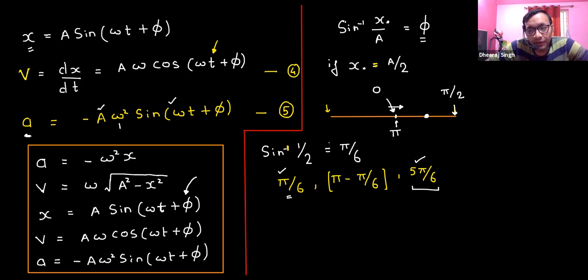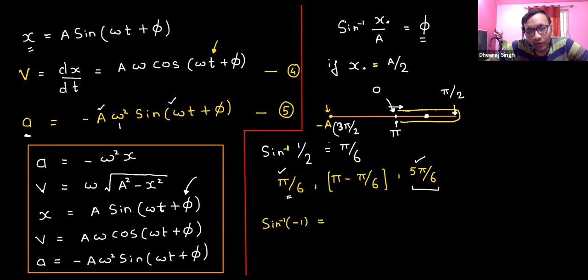So basically, you need to think like this: as I go in this direction, the angle should be between 0 and pi by 2. When I come back, the angle starts increasing to pi. And then when I reach here, x equal to minus a, sine inverse of minus 1, you have to write, and this will be 3 pi by 2. This angle is 3 pi by 2.